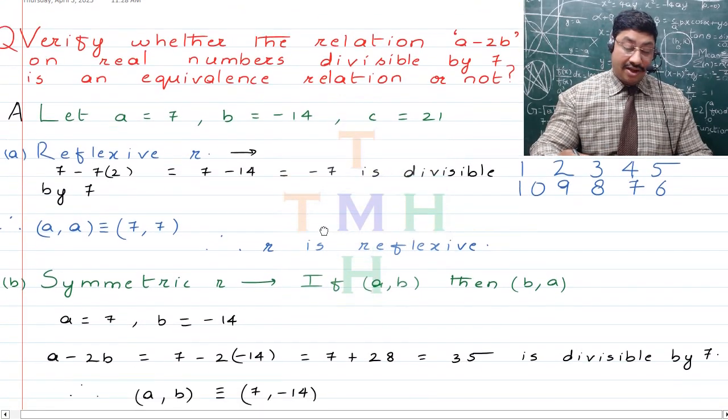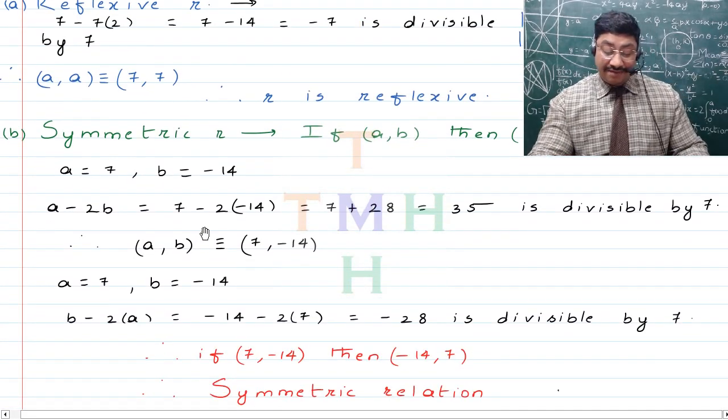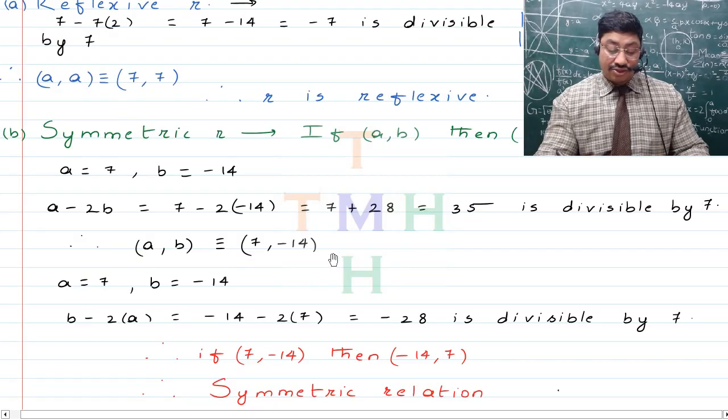So you can check it out from here. You have the value of b to be minus 14. Now 7 minus minus will become equal to plus, and you will get 28 here. So 7 plus 28 will become equal to 35. Now this is divisible by 7. So this is a comma b, which has come into existence.